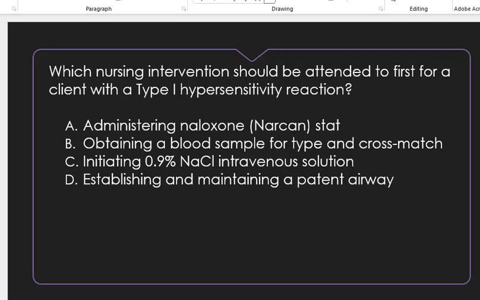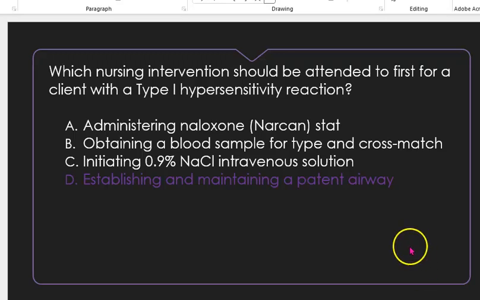Which nursing intervention should be attended to first for a client with a type 1 hypersensitivity reaction? Establishing and maintaining an airway. Remember your ABCs.